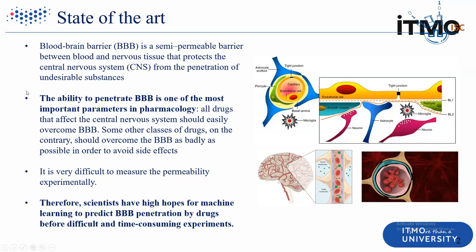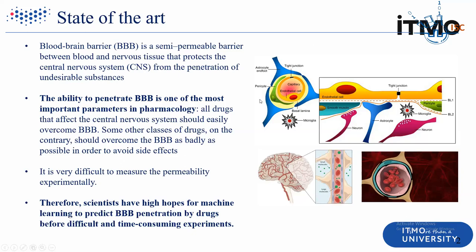We have different tools to analyze and evaluate the permeation of the brain, experimental and theoretical ones. This is particularly important for the drugs that affect the central nervous system and could easily overcome the blood-brain barrier. Some other classes of drugs, on the contrary, should overcome the blood-brain barrier as badly as possible, in order to avoid the side effects.